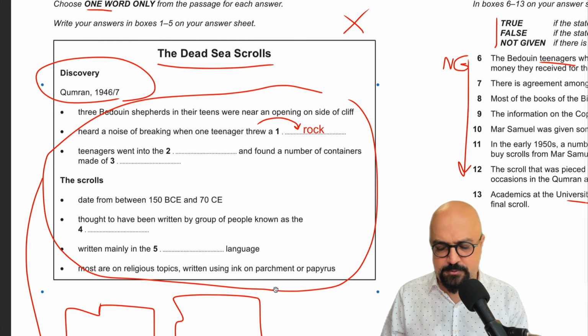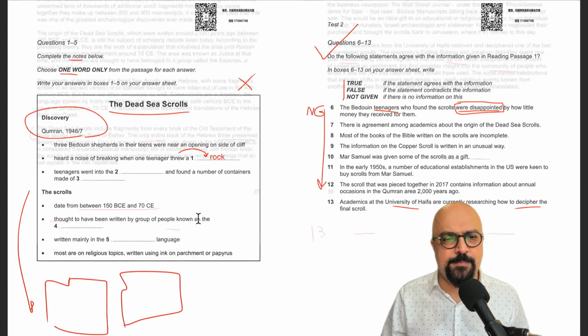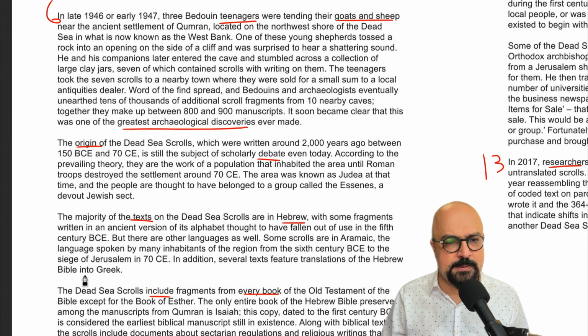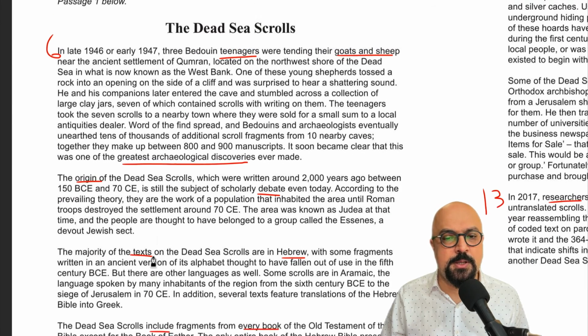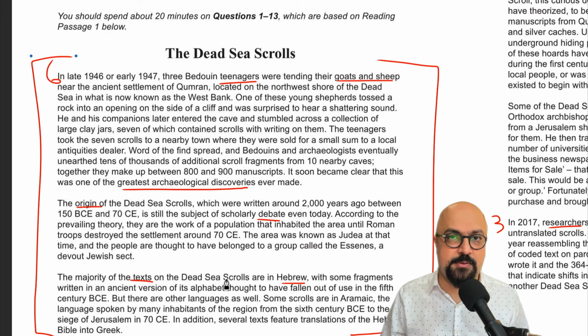In fact, we can find out together now. Look, the last one, which is about written mainly in blah blah language. So this is the language part. I remember something about languages here. Majority of the text was in Hebrew. So, see, probably these 3 paragraphs will be where your answers can be found because of the nature of the text. The task, which is note completion, language, discovery, and everything in between.